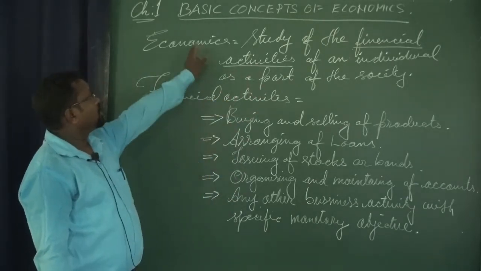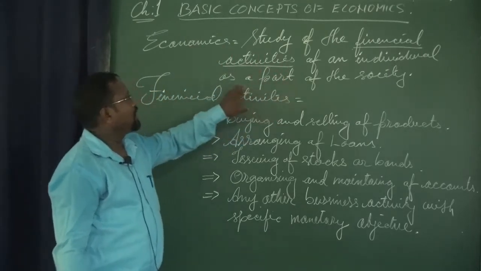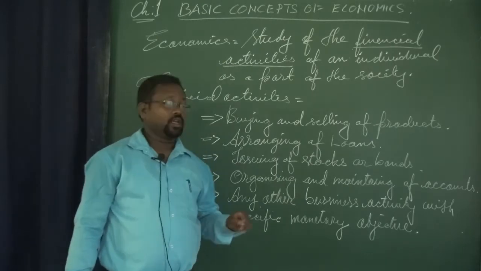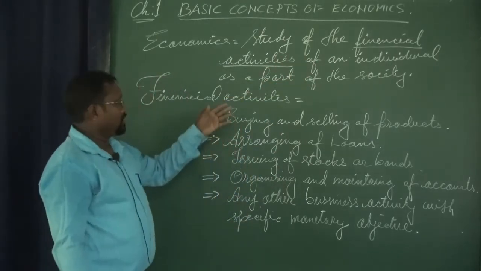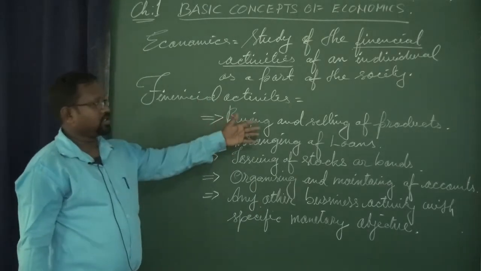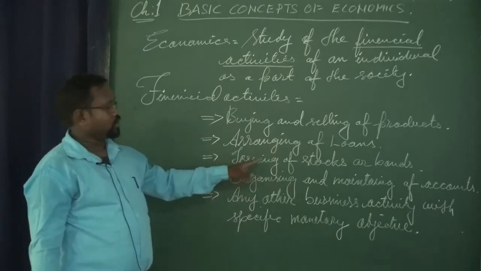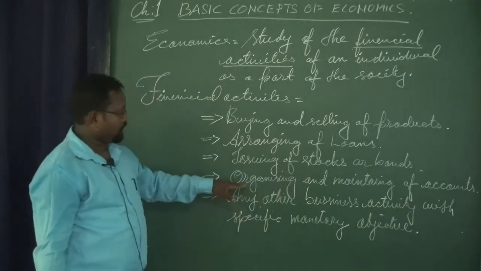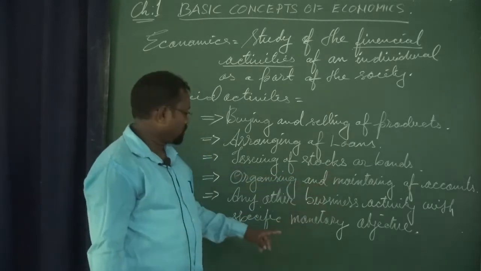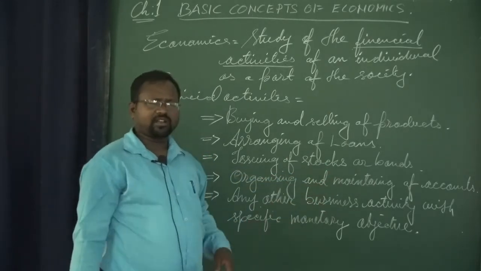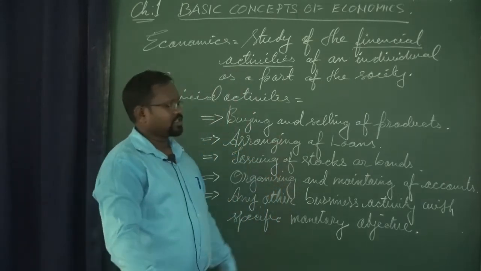So we see that economics is the study of the financial activities of an individual as a part of the society. And what are these financial activities of an individual? The financial activities are buying and selling of products, arranging of loans, then issuing of stocks and bonds. Then we have organizing and maintenance of accounts and any other business activities with a monetary objective. So these are the financial activities.